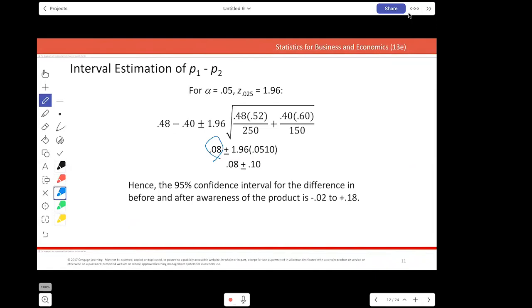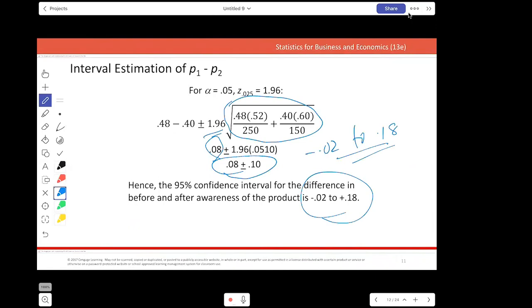With that value of 1.96, now we have, and then we get the standard error right here. Notice what we're going to see. When we compute that, the interval is 0.08 plus or minus 0.10. The margin of error is actually bigger than the difference. So which means that when I add and subtract, I'm going to get a negative value. So as you could see from the interval, it goes from negative 0.02 to 0.18.